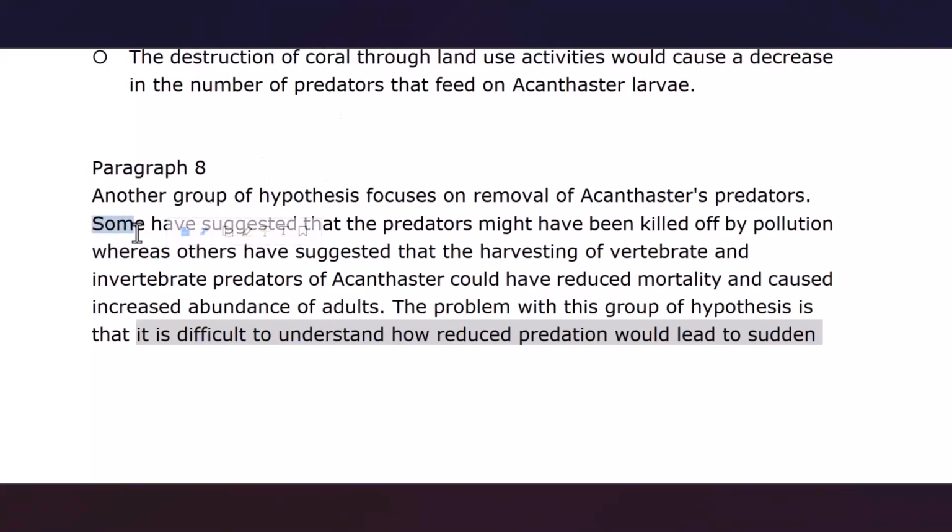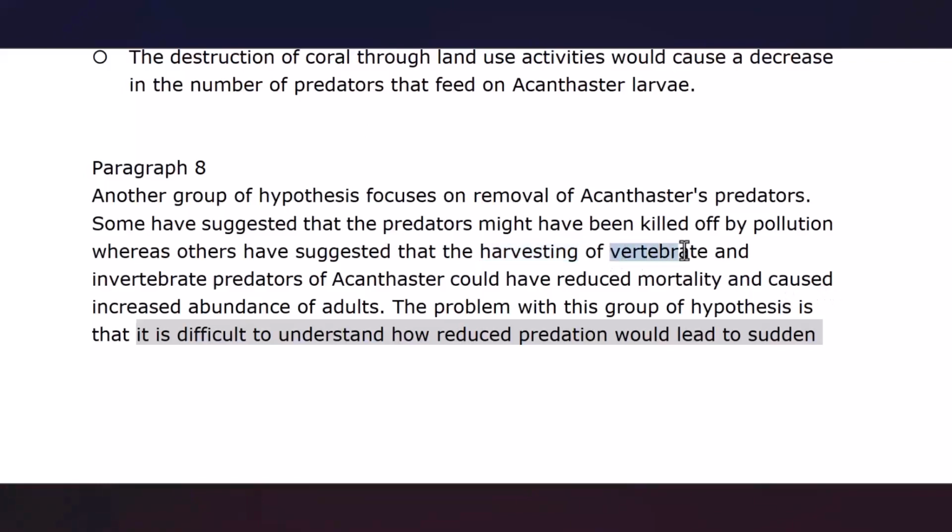This sentence actually is a complex sentence because we have an independent clause here and a dependent clause here. And the author wants to make a difference between two different viewpoints. The first one is that the predators might have been killed off by pollution, and the second one believes the predators of Acanthastor have been harvested or have been hunted. Here, harvest is used in the meaning of hunt. The original meaning of harvest is to reap, to gather crops, but here harvest means to hunt.